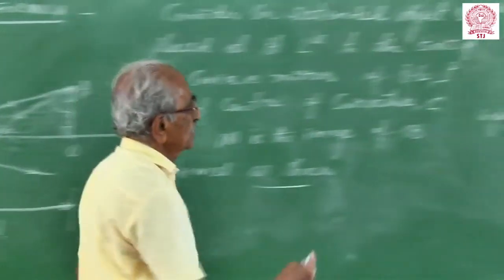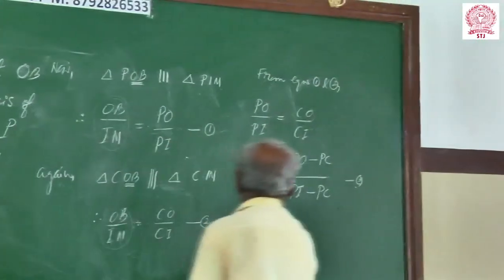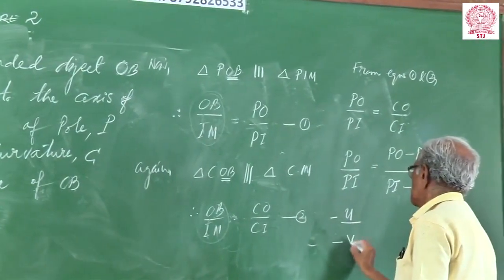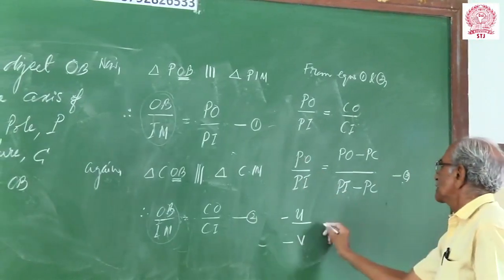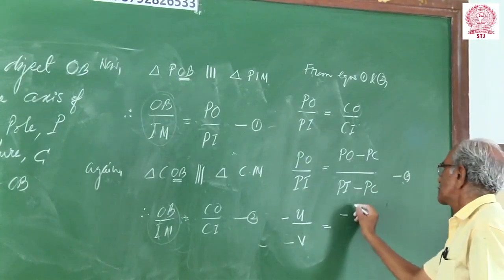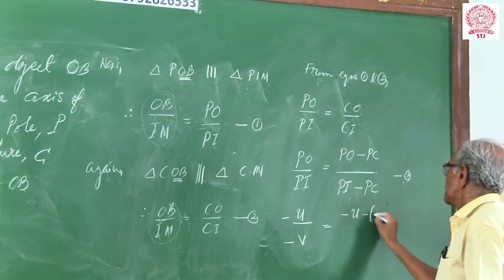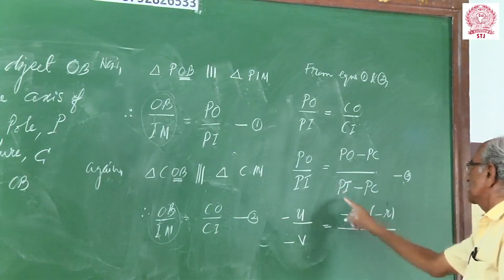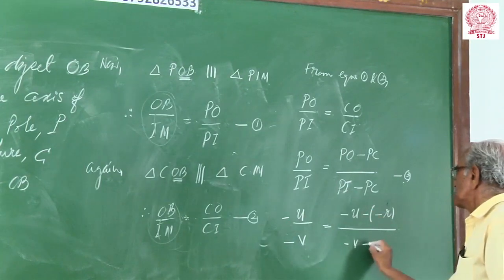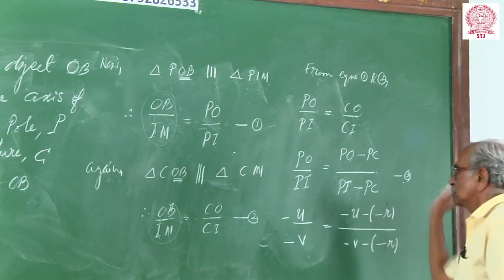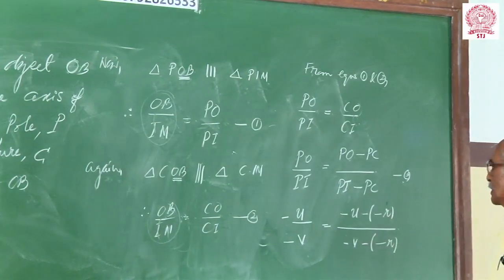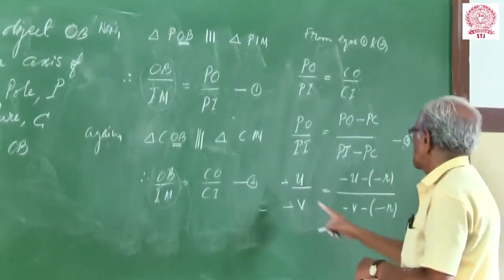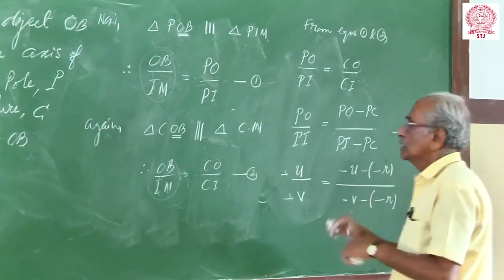So you have PO there. It is minus U divided by minus V. That is equal to PO, again minus U, minus of minus R, divided by PI, minus V, minus of minus R. Cross multiply, till this becomes plus. So you have U minus V.